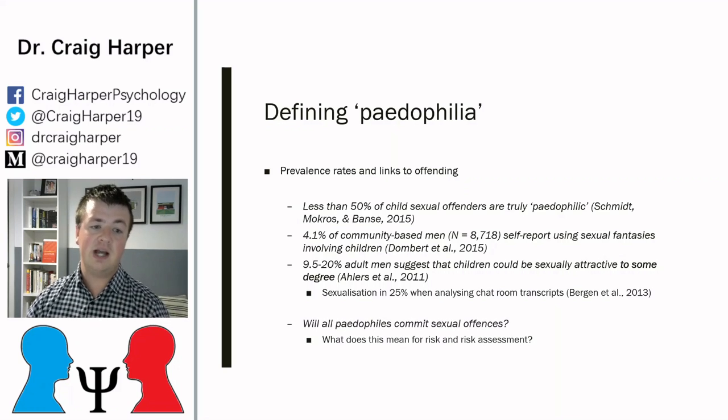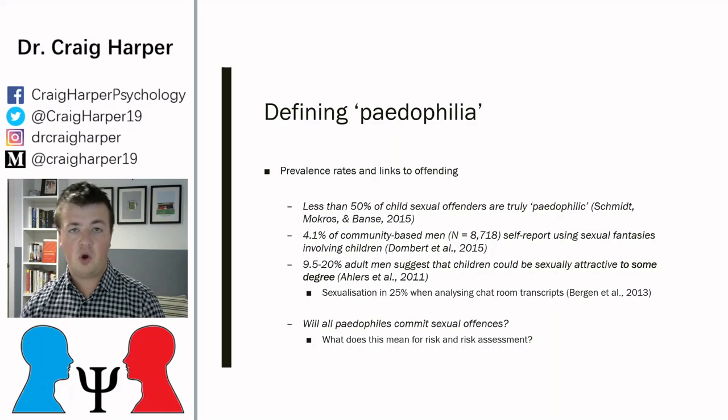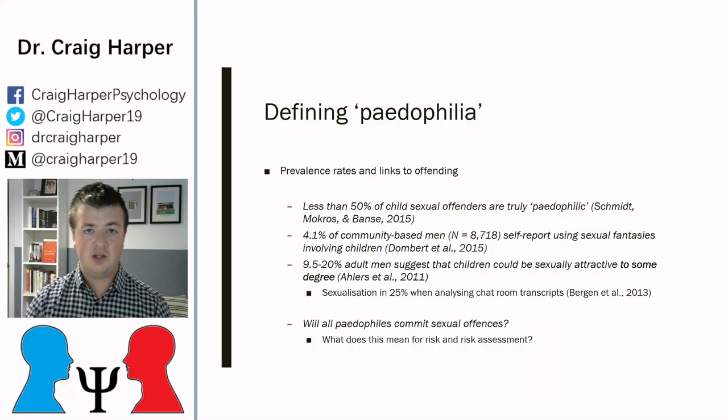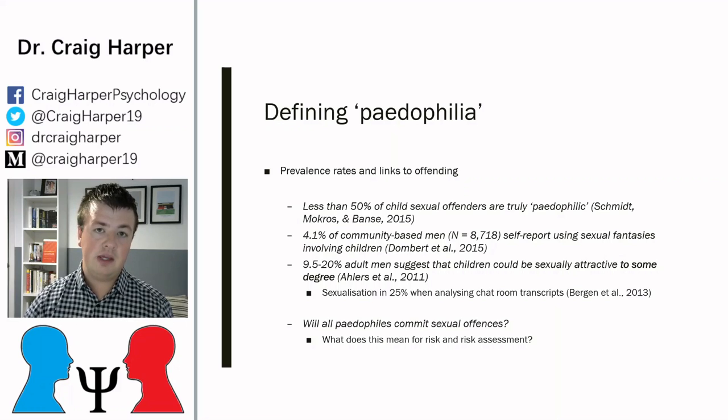Now, this obviously has big implications for our risk assessments. We know that paedophilia is associated with child sexual offending. We know that people who are convicted of child sexual offences and who also have sexual interests in children that are maybe uncontrollable, or they feel are uncontrollable, are at a greater risk of reoffending.